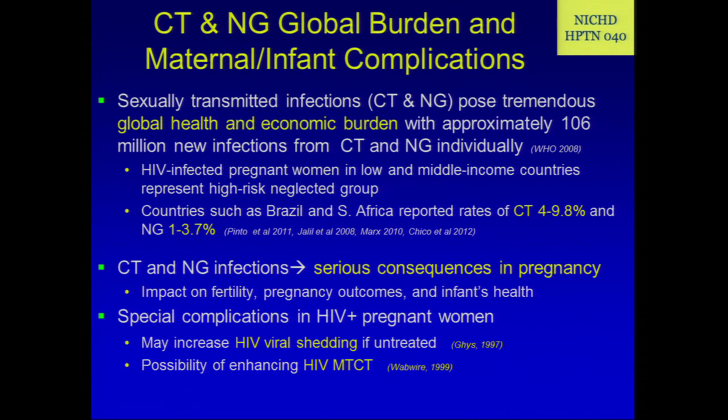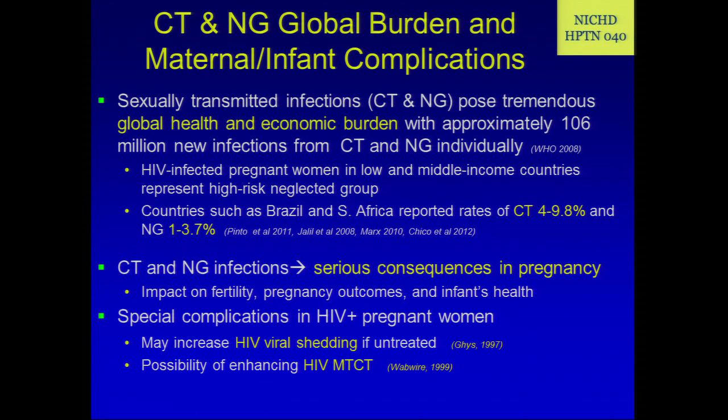In terms of background, sexually transmitted infections such as Chlamydia trachomatis and Neisseria gonorrhoeae pose a tremendous global health and economic burden, with approximately 106 million new infections of both chlamydia and also gonorrhea individually. HIV-infected pregnant women in low and middle-income countries represent a particularly high-risk neglected group. In countries such as Brazil, as well as in South Africa, rates of chlamydia have been estimated to be between 4 to 10%, and for gonorrhea, approximately between 1 to 4%.